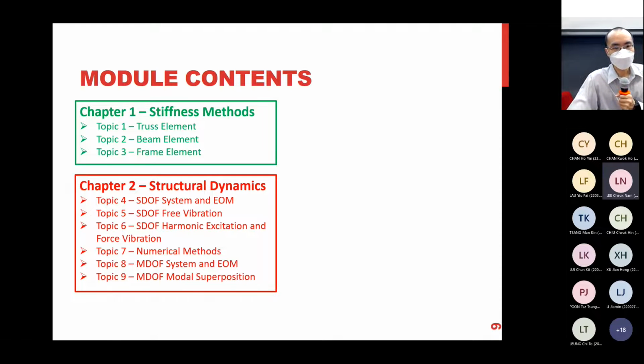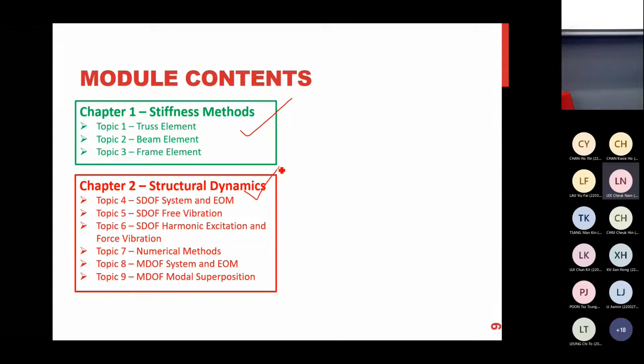I forget what I just mentioned. Anyway, the first part is about Stiffness method. And then I think starting from week 4 to week 5, we can start to discuss another big topic. Starting from, I think, week 5 normally, we can move on to another big topic called structural dynamics.